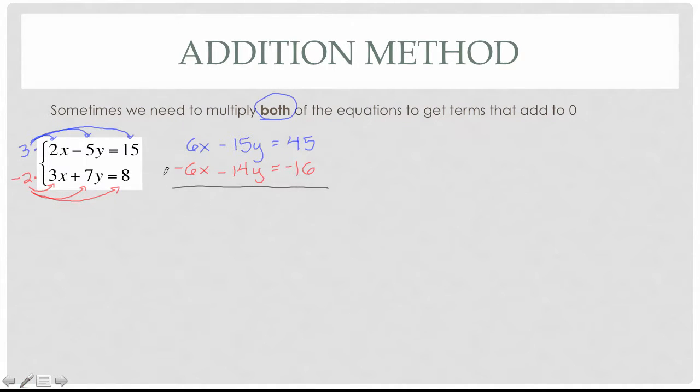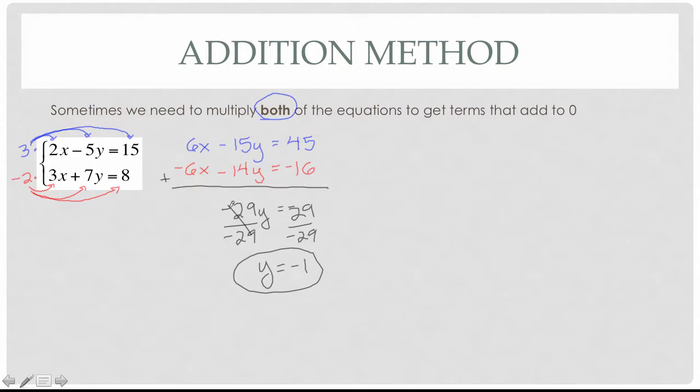Because we multiplied intentionally, I got 6x minus 6x gives me 0 x's. And -15y plus -14y is going to be -29y. And 45 plus -16 is also going to be 29. Well, look at that. If I divide both sides by -29, I get y is equal to -1.